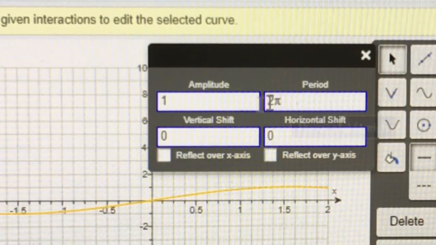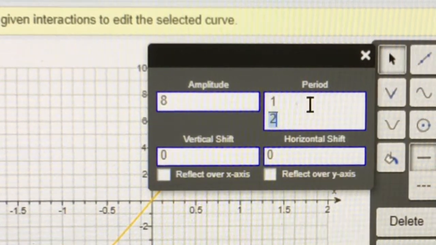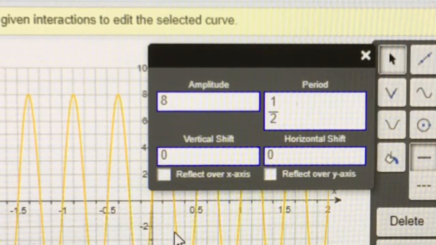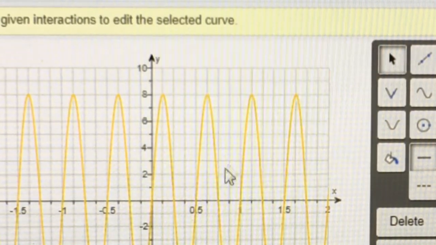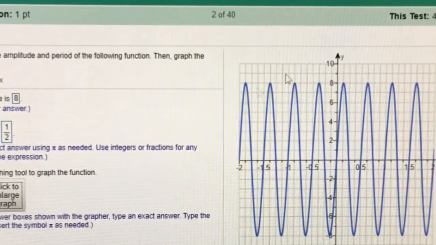Now, it gives me the period already and the amplitude. I have to go back and change that to what I had, to 8. Notice it squishes it. And the period is now 2 pi, but I want to change that period to 1/2. And it does the graph for you. Not bad. I'm going to save it, and that's it.